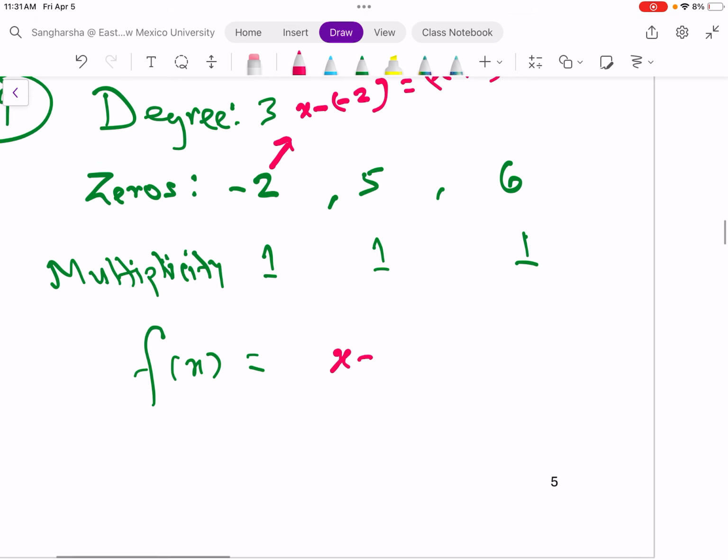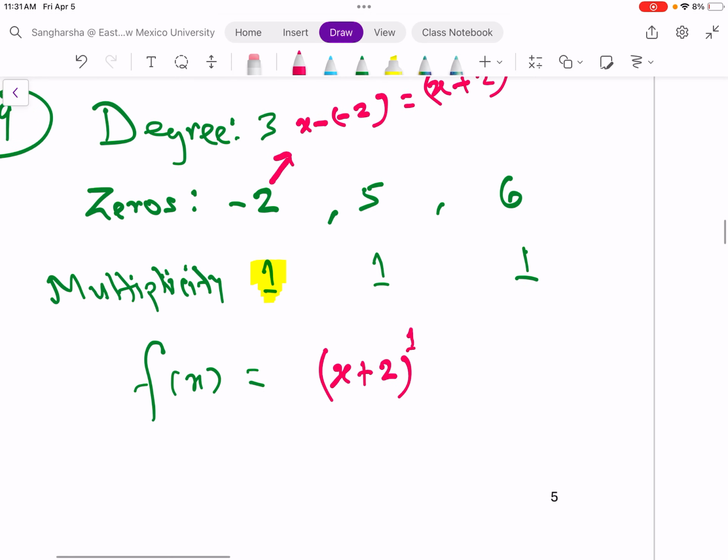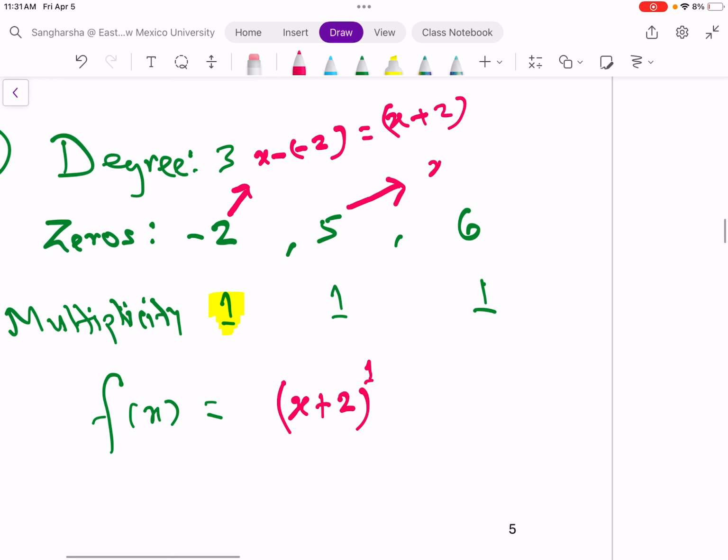Now its multiplicity is 1. It means this 1 is the exponent for this factor. Now we have the second 0, 5. What is the corresponding factor for this 0? x minus 5. So every time, x minus 5. So this is our next factor, x minus 5. What is this multiplicity? 1. So this 1 is the exponent for this factor.